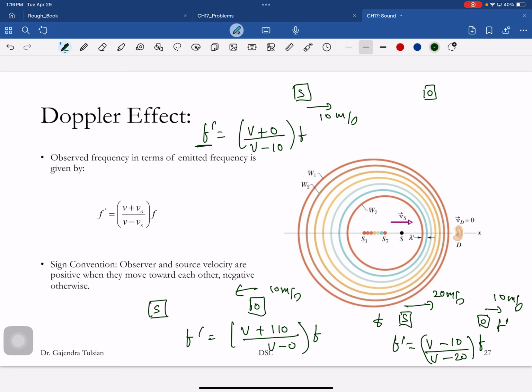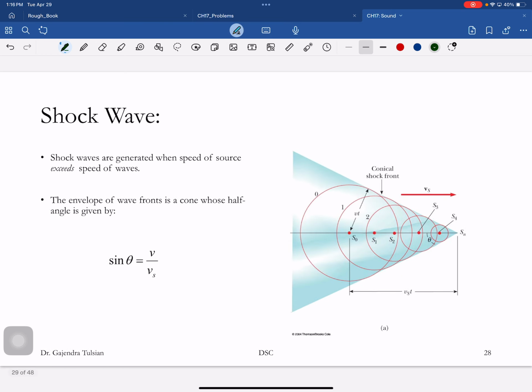All right, so as long as there is relative motion toward each other, you hear a higher frequency, and if there's a relative motion away from each other, you hear a lower frequency. Okay? That's the Doppler effect.